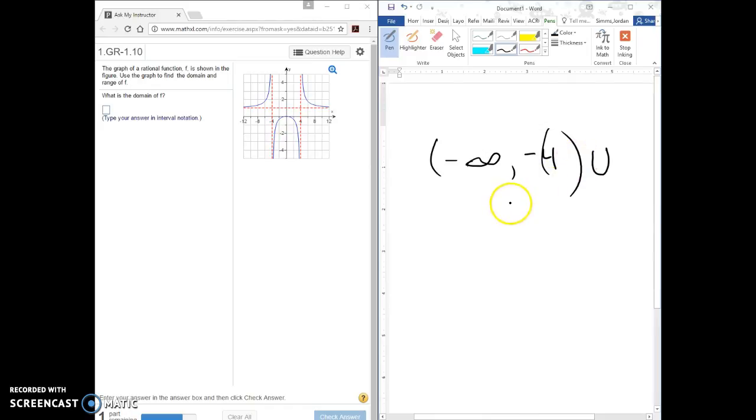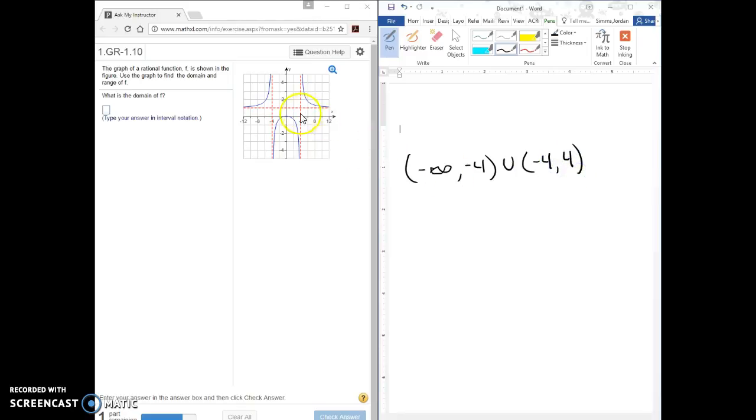Again, let me erase all that and make this better. -infinity to -4, union -4 to +4. Again, I'm going to use a soft bracket here because there is no value here. And then it's going to be from 4 to infinity. Okay, so that's the domain. D equals that in interval notation. Okay, so there it is.